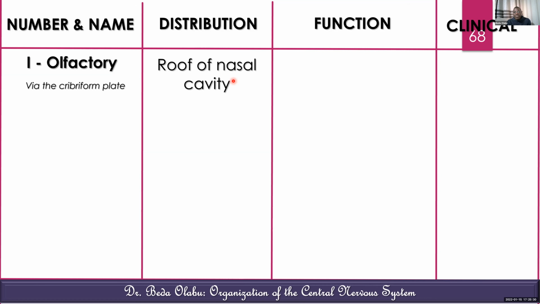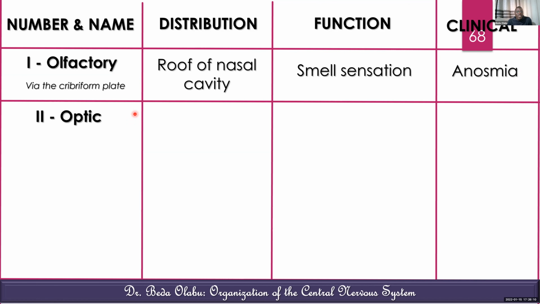From there, they synapse with what we call the olfactory bulb. And then we have second-order neurons that carry information from the olfactory bulb to the brain, which we call the olfactory tract. The role of the olfactory nerves is to carry the sense of smell from the olfactory epithelium, which is the receptor for smell in the roof of the nasal cavity. And so if you injure the olfactory nerve, as it may happen in fracture of the cribriform plate of the ethmoid, a patient may lose the sense of smell, what we call anosmia.